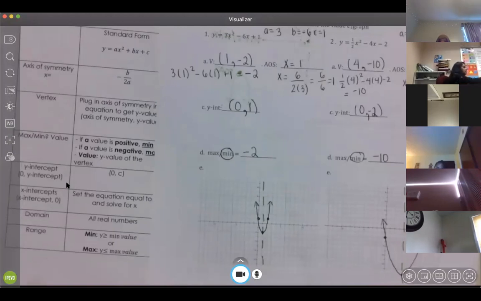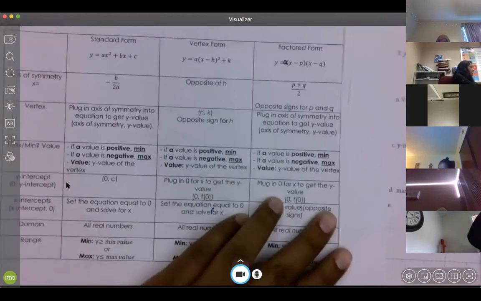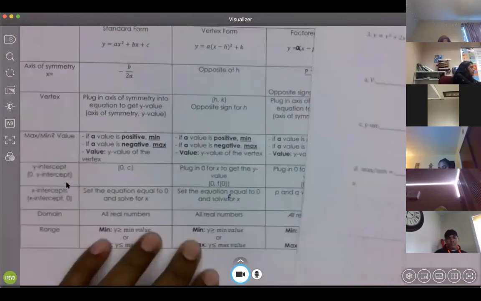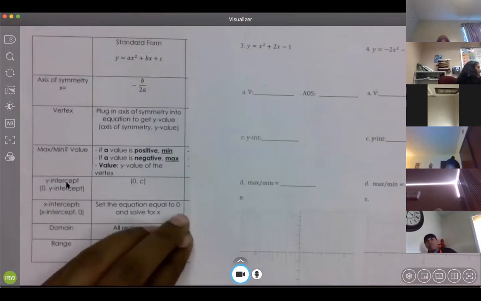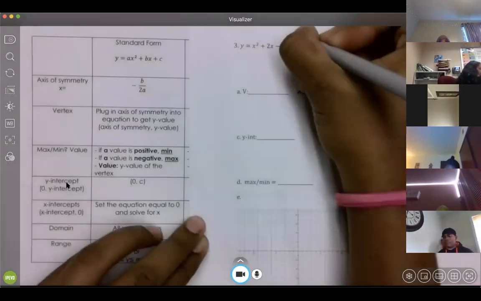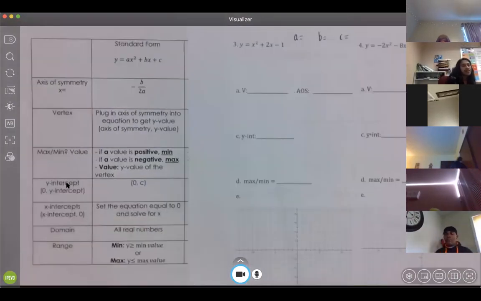All right, let's go ahead and flip the page and we'll try number 3 together before I send you off to do number 4 on your own. All right, number 3, we've got y equals x squared plus 2x minus 1. So go ahead and give me my a, my b, and my c. What's my a, b, and c? What do you think, Ida?